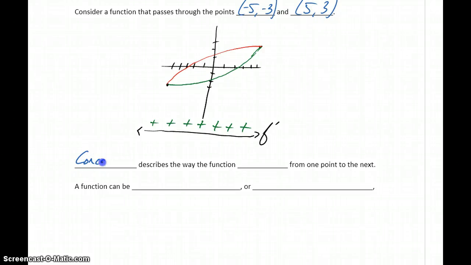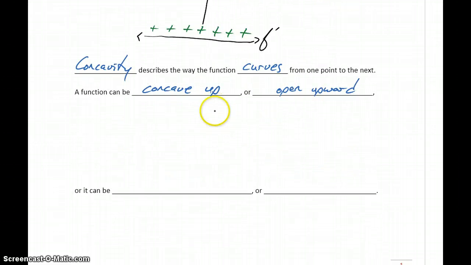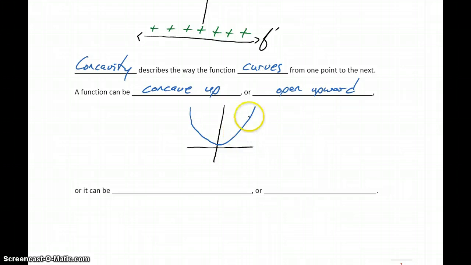The other thing that we need to consider is the concavity of our graph. And concavity describes the way that a function curves from one point to the next. So a function can be concave up, or it can be a curve that opens upward. If we have something that looks like this, this curve opens upward, so we would call that concave up.